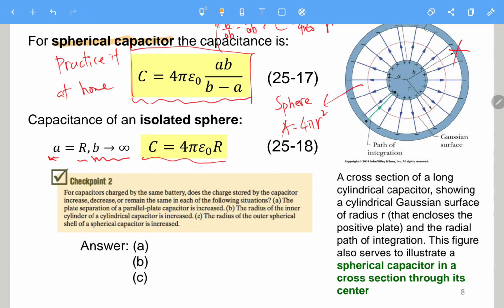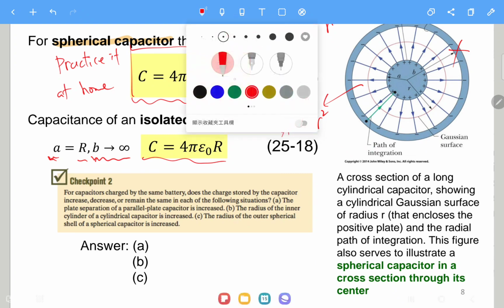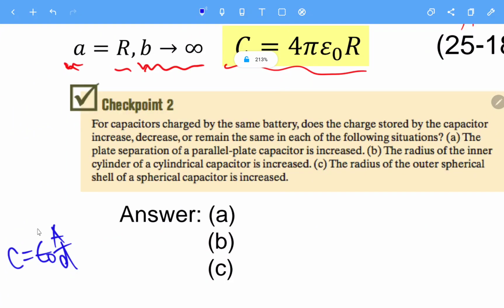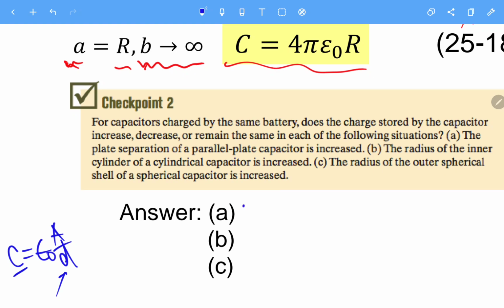For the parallel plate capacitor, let's write out the expression. The expression is C equals epsilon naught A over D. If we increase the plate separation, D, does C increase, decrease, or remain the same? Decrease. Okay, decrease.